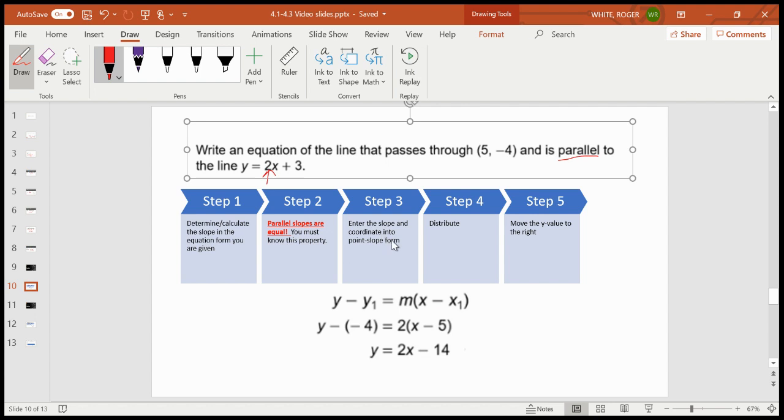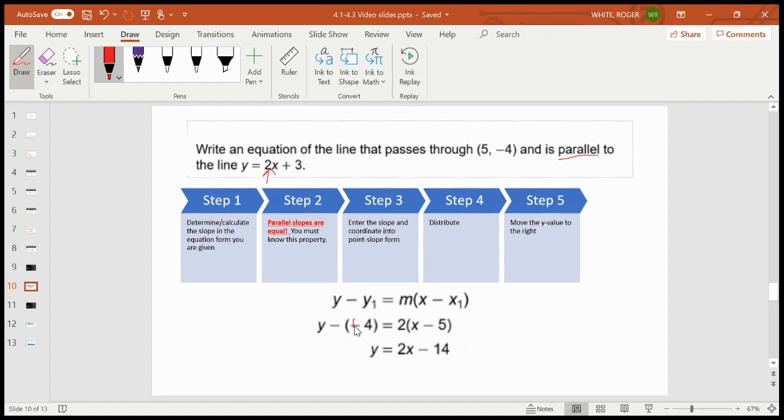So what we're going to do next, step 3, is enter the slope into our point slope form. The coordinate here, x, is going to become the opposite of x in our formula. And then here we have a negative 4. And when we have the opposite of negative 4, that actually becomes a positive 4. All right, so the next step we're going to do is distribute. So on the left side, we're going to end up with y plus 4 is equal to 2x minus 10.